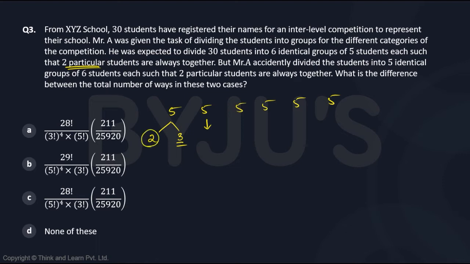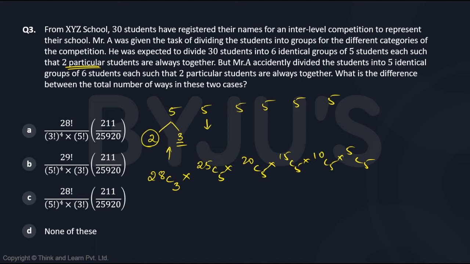So if 2 students are already there, I will select the remaining 3 students for this first group as 28C3, because out of 30, 2 are already there, and the remaining are 28. Now 25C5 into the remaining 20C5 into 15C5 into 10C5 into 5C5. So these are your 6 groups. This is the way in which you are supposed to do things, right?